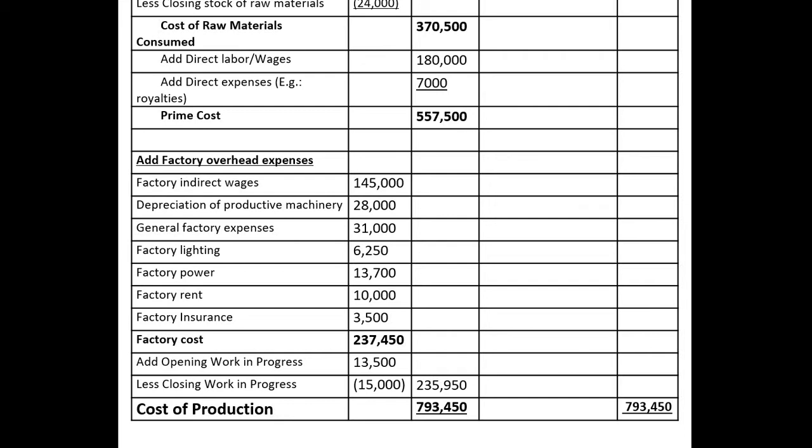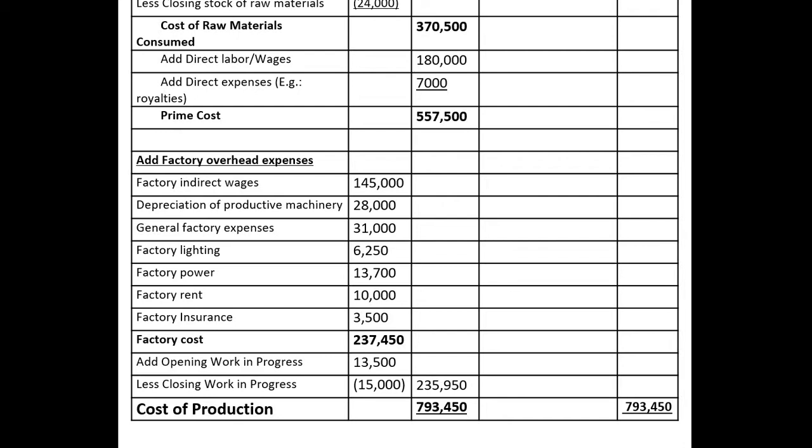Factory lighting, factory rent, and factory insurance were all apportioned in a fraction of 5/6. And to get the apportionment of factory lighting, we'll multiply 5/6 times the initial cost of factory lighting before apportionment, which was 7,500. We get 6,250.